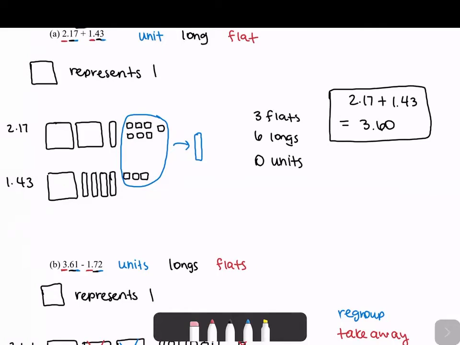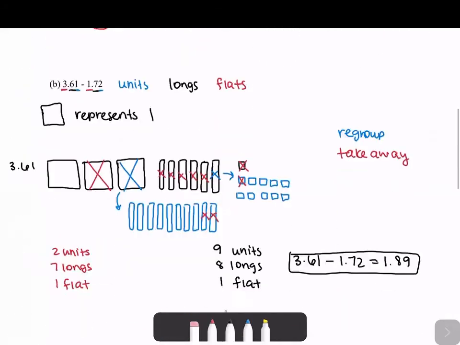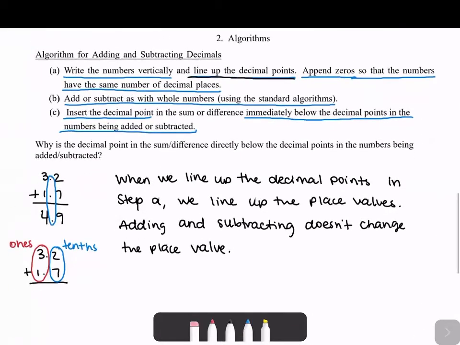The base block that we are using when we add 1 long and 4 longs and another 1 long doesn't change when we add those things. We may regroup if necessary, but whenever we add those longs, we still get longs. For that reason, you can see that adding and subtracting doesn't change the place value, where those place values correspond to a certain block in our base block model. Because adding and subtracting doesn't change the place value, the placement of the decimal doesn't change either.